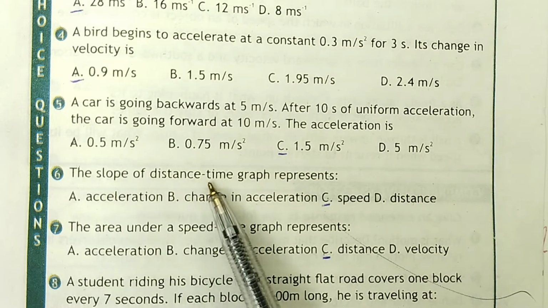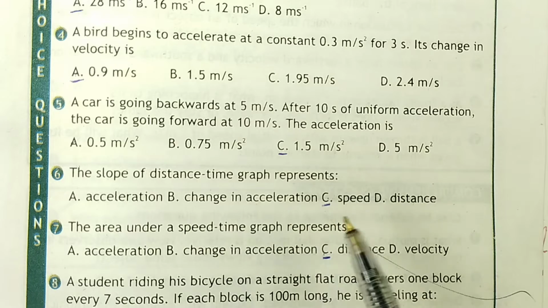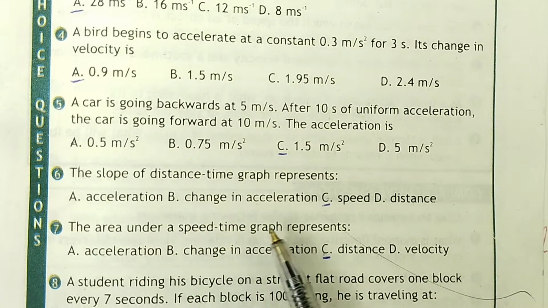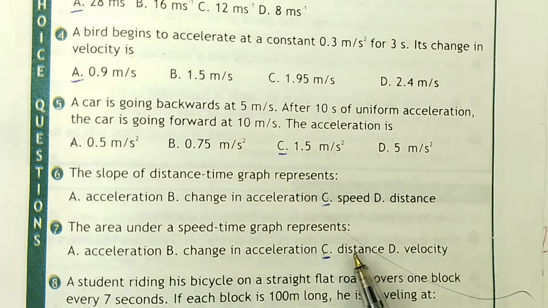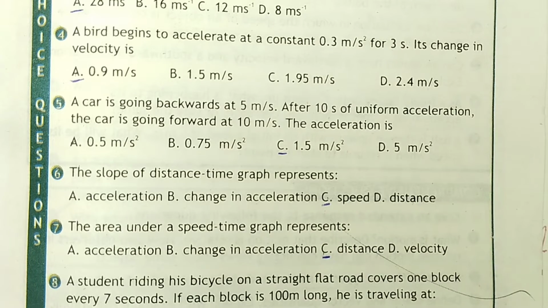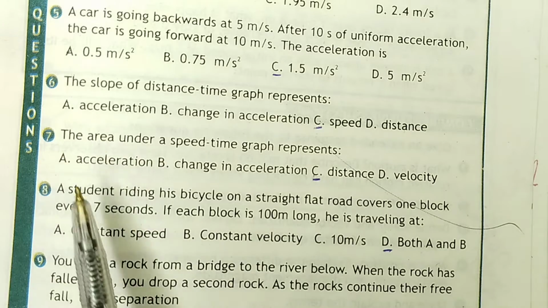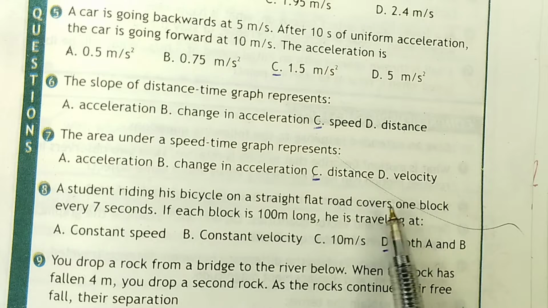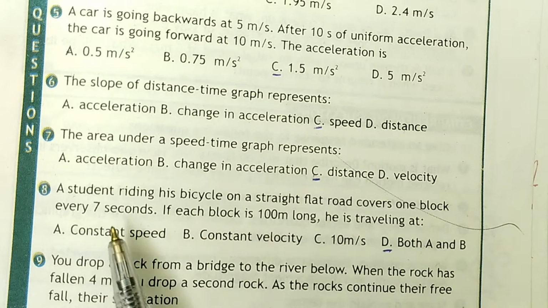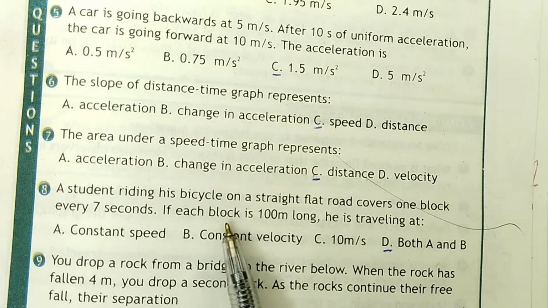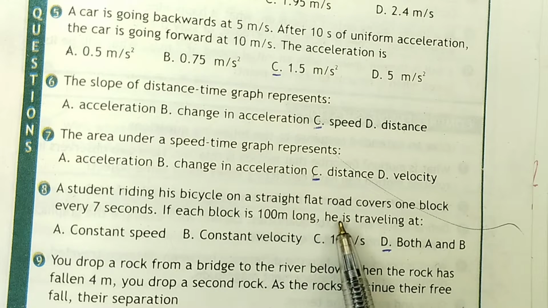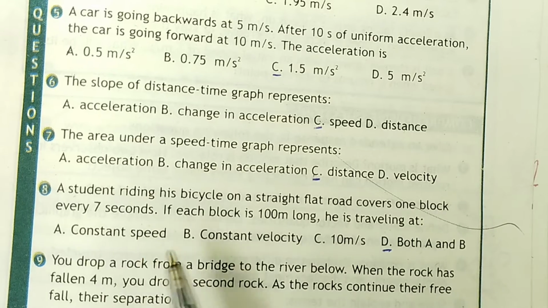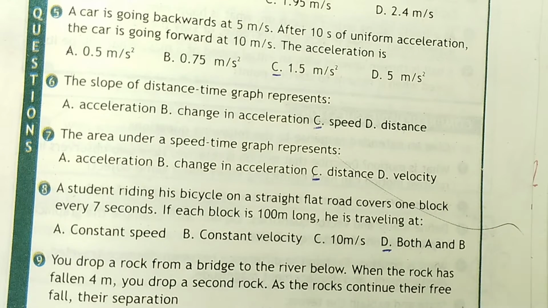The slope of a distance time graph represents speed. The area under a speed time graph represents distance. A student riding his bicycle on a straight flat road covers one block every 7 seconds. If each block is 100 meter long, he is traveling at both A and B, mean constant speed and constant velocity. ये correct option है दोनों.